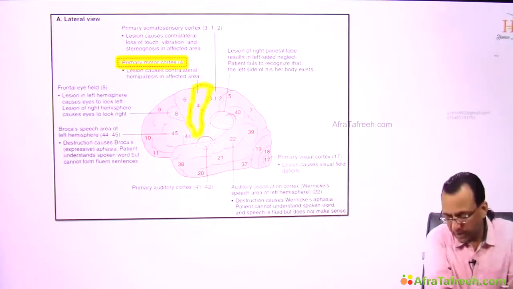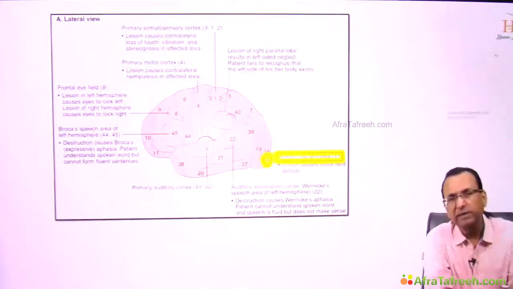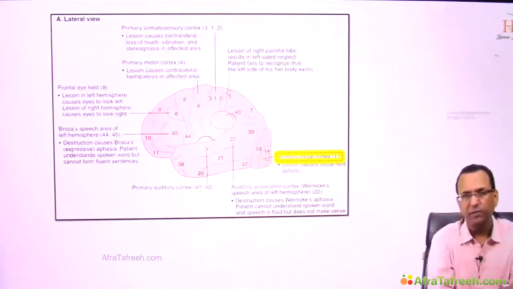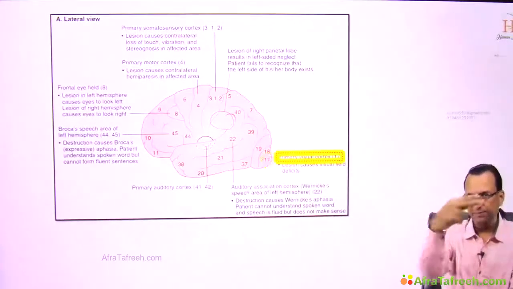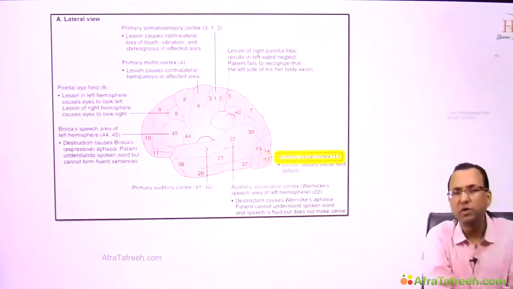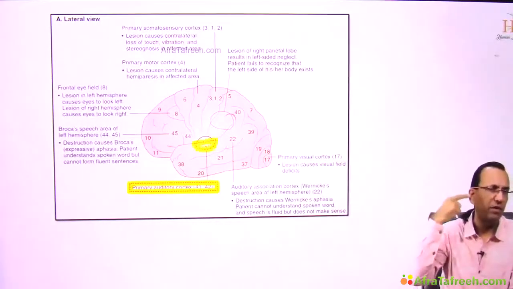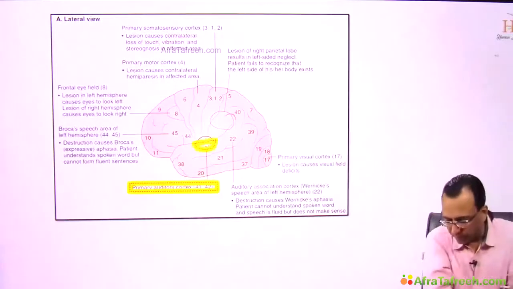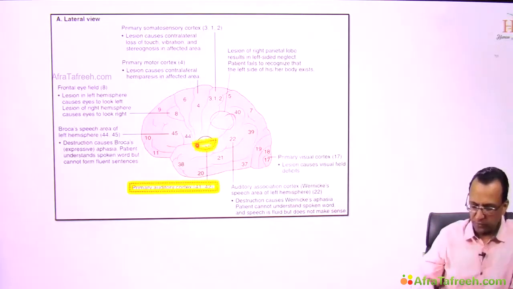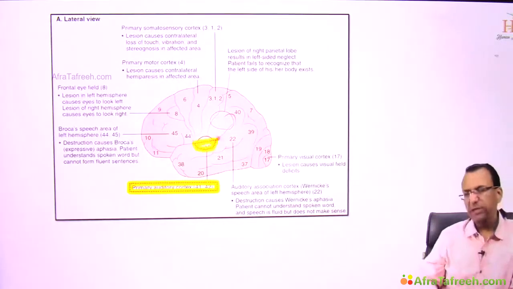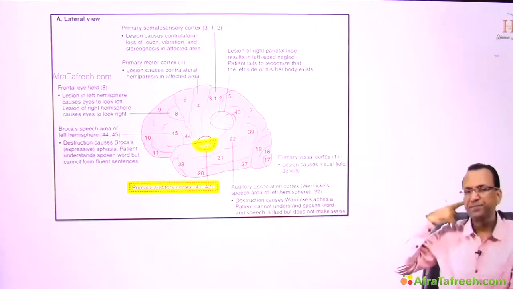And what is area number 17 for? Area number 17 is the occipital visual cortex. Whatever you're looking at will come here. And whatever you're listening to goes deep to the ear. That is area number 41, 42, the superior temporal gyrus. So there is a superior temporal gyrus, area number 41, 42. Whatever we are listening to goes deep to the ear.